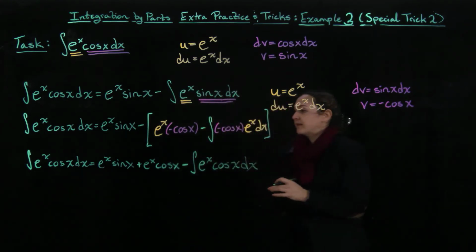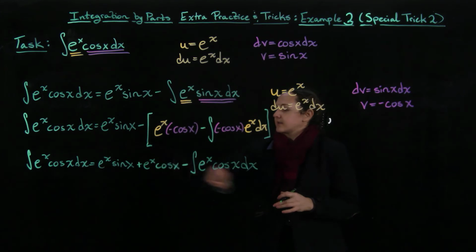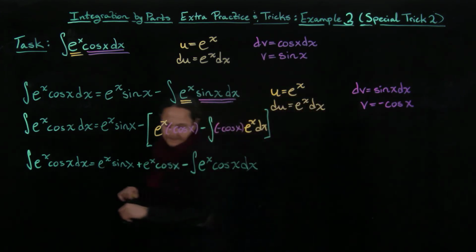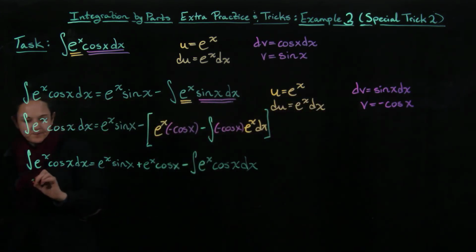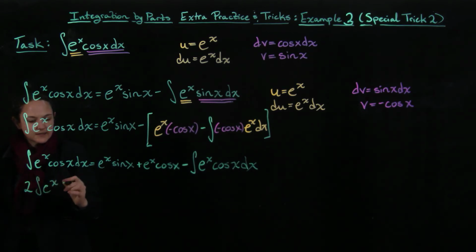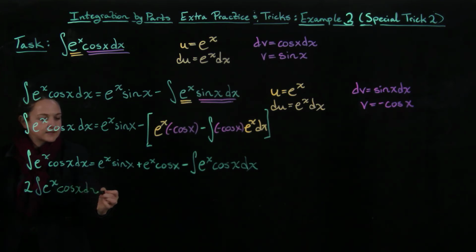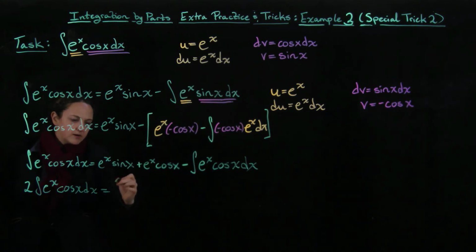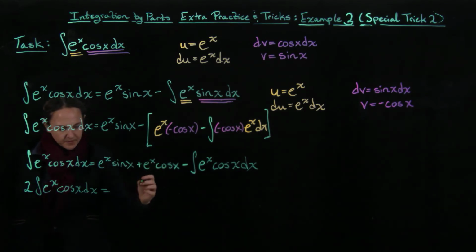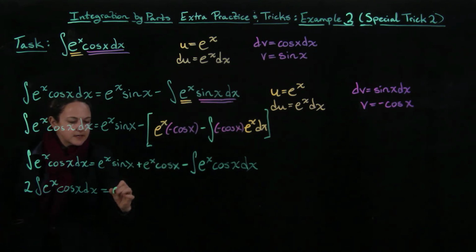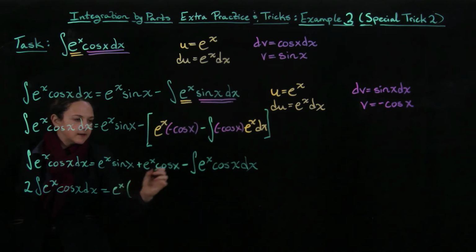Now we really believe that we're in business because we can just bring that over to the other side. So I'm going to go ahead and do that. And I'm going to get 2 times the integral of e to the x cosine of x dx is going to equal, and then I can, if I want to, pull out an e to the x there. It just kind of makes it a little bit nicer. So I get e to the x times sine of x plus cosine of x.